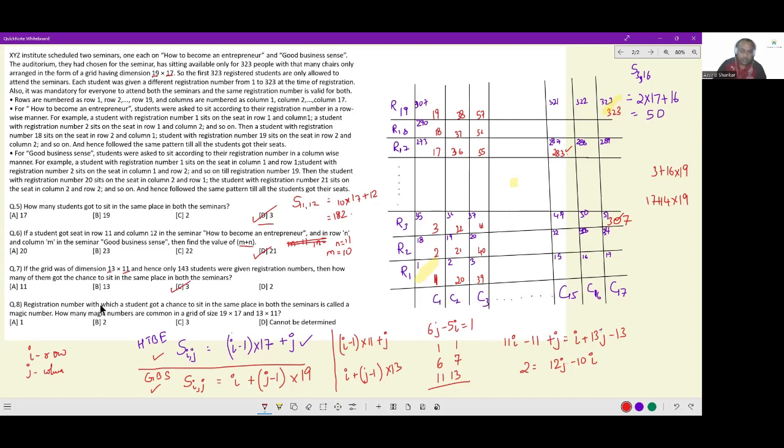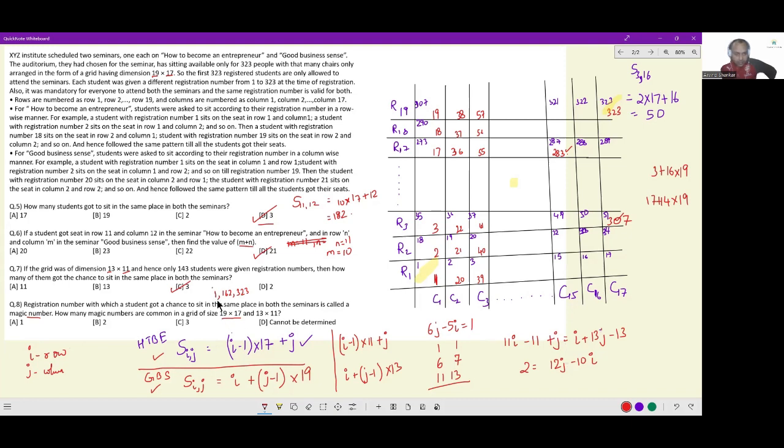Registration number with which a student got a chance to sit in the same place in both the seminars is called a magic number. Okay. How many magic numbers are common in the grid size of 19 into 17, 13 into 11? Let's see the magic numbers for grid numbers. For grids 19 into 17 were 1, the seat right in the middle, so 323 by 2 plus 0.5, or the precise middle value of 19 into 17 was 162, and finally 323.